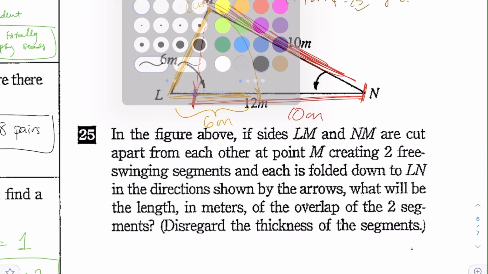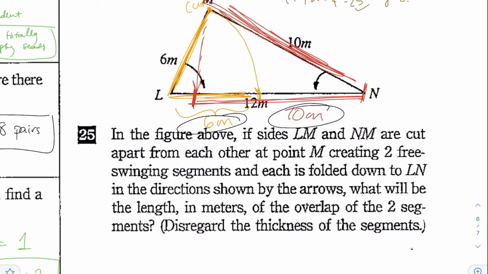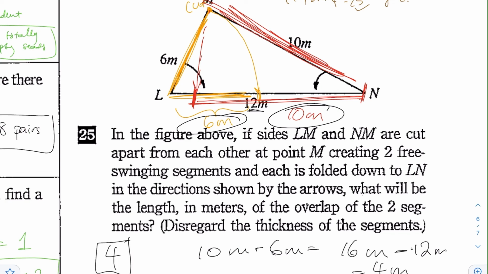So if you add the two pieces, 10M and 6M, that's equal to 16M, but the actual length is just 12. You have to subtract 12M to figure out the overlap, and that's equal to 4M. So in this case, you want to discard the meters, so this is 4 meters. The answer is 4 as the overlap.